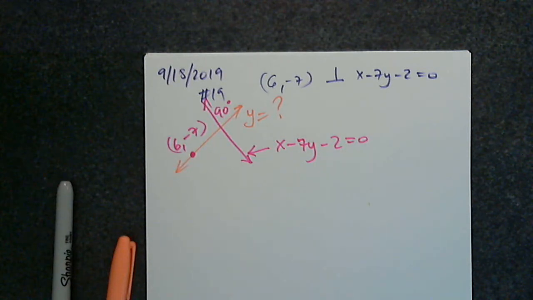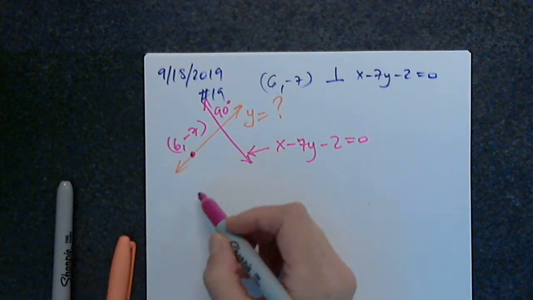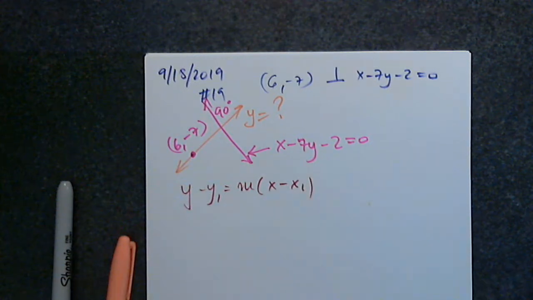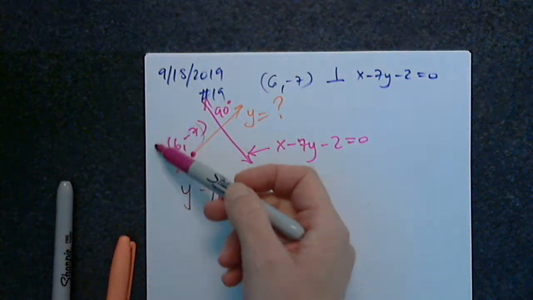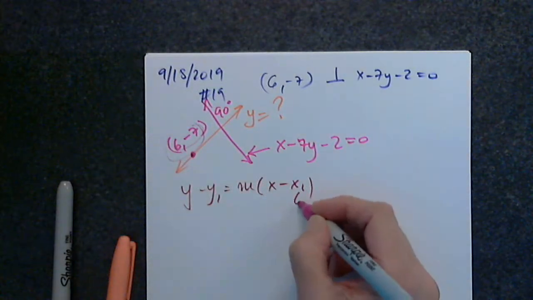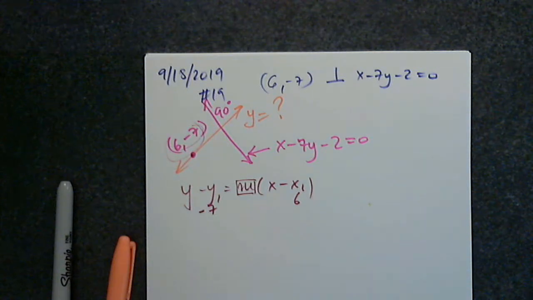How do we start? What do we need to do? What is the idea here? Right, because I do have a point. So I'm thinking of y minus y1 equals the slope times x minus x1. Why? Because this is not the y-intercept. So I have to use the point slope form. I do have x1, which is 6. I do have y1, which is negative 7. But I'm missing the slope. The slope is given, however, indirectly.